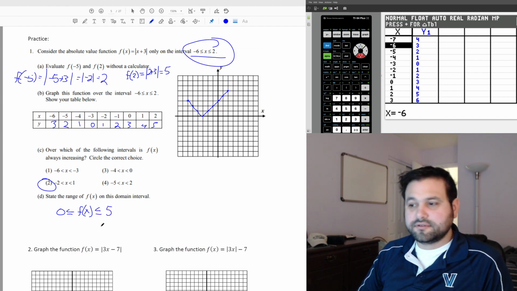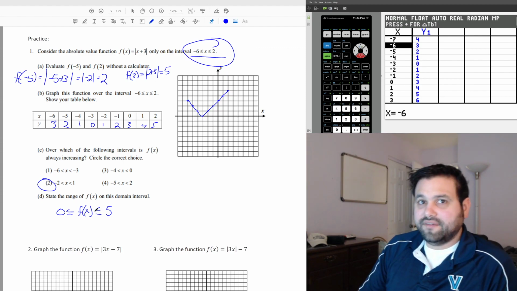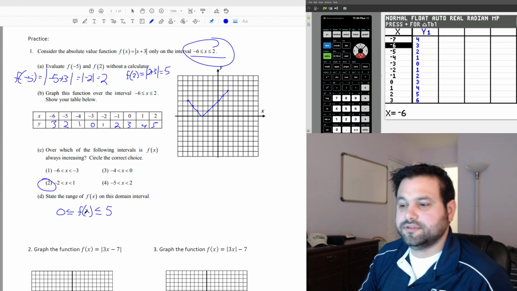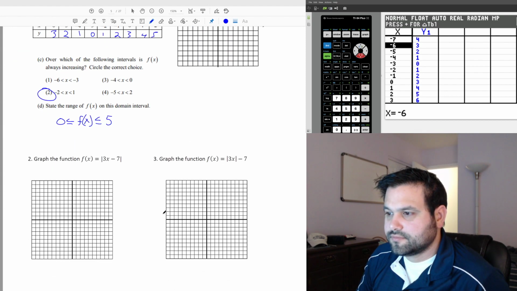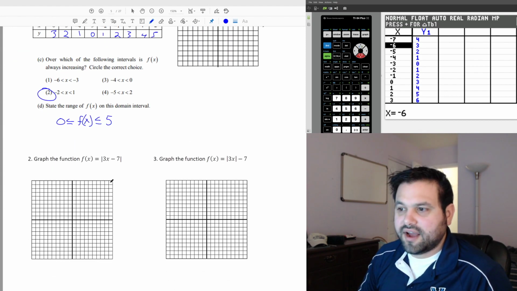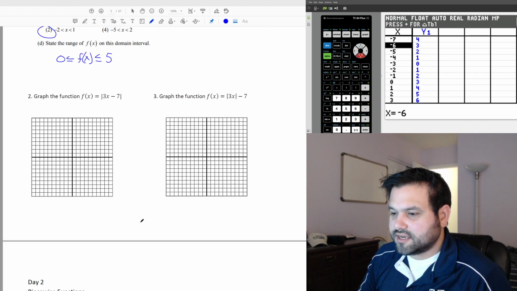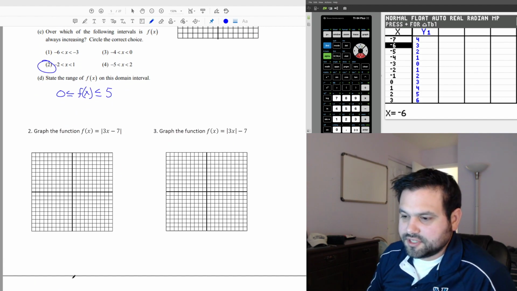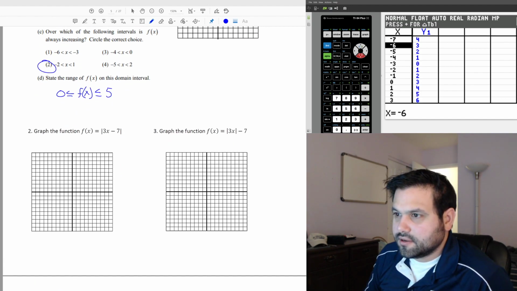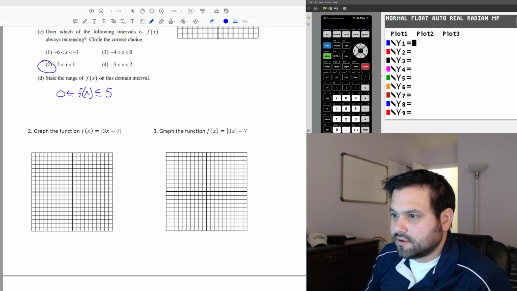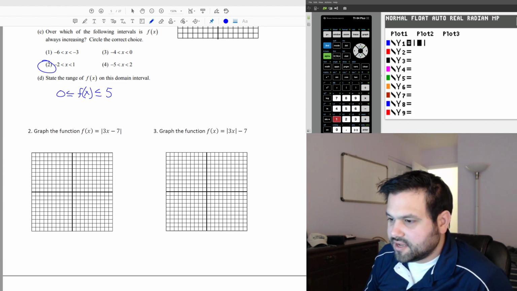So we're going from 0 to 5, essentially, is our y values, or our output values of the function. So next, we would be graphing these functions for practice. Those would be the last things we do. So if we go to our calculator and plug those in, we get, what is that, 3x minus 7.